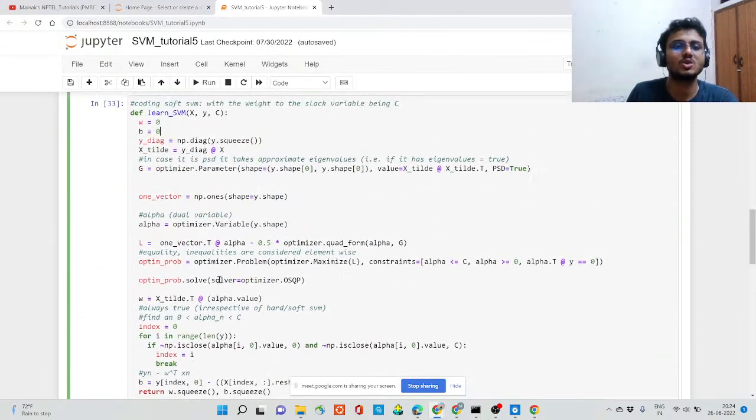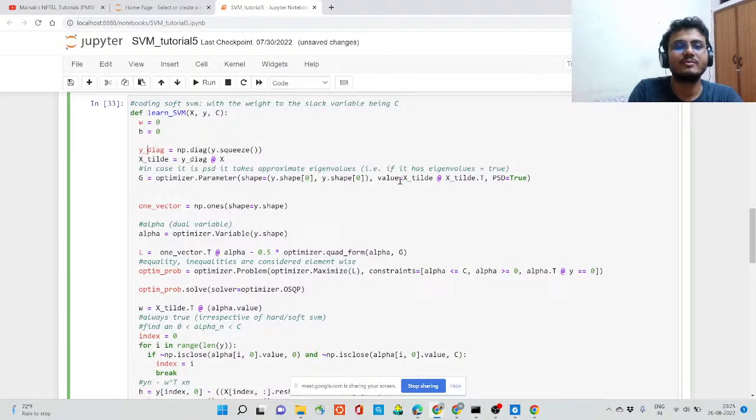See, the SVM code is so small, so nicely written, so nice an algorithm that you can just write it in 2-3 lines. So what you do is, as I told you, I am taking y as a diagonal matrix. So y is the label vector, containing +1 and -1. I'm taking this as a diagonal, and I have shown you how I made x tilde by multiplying y into x.